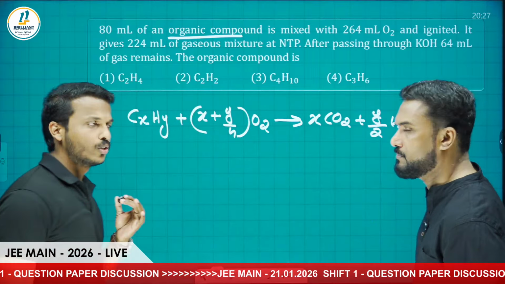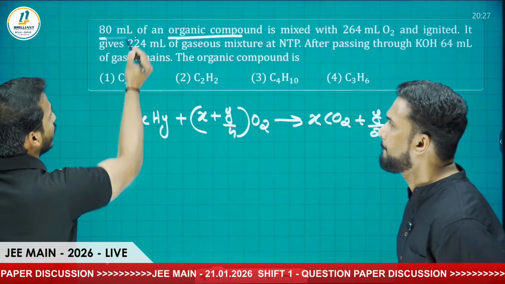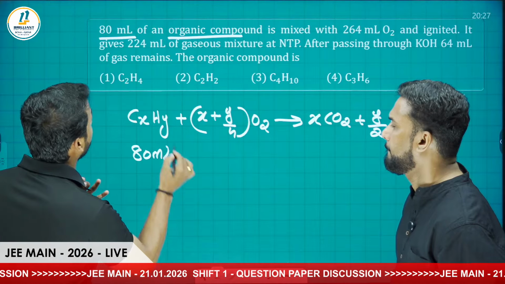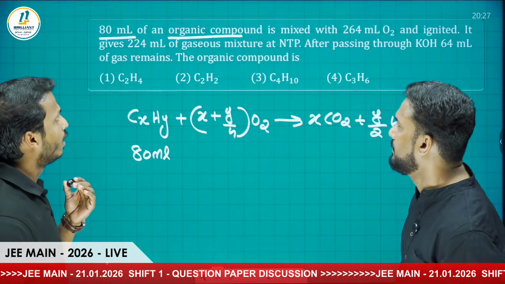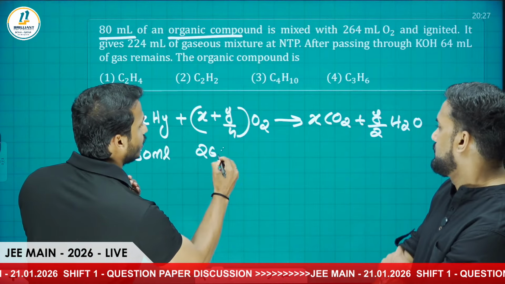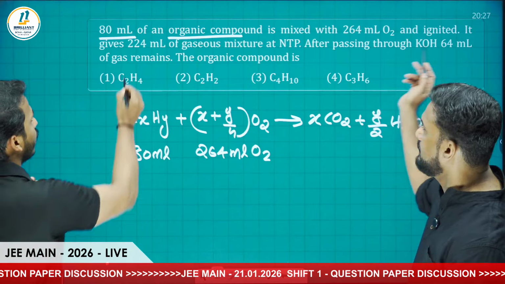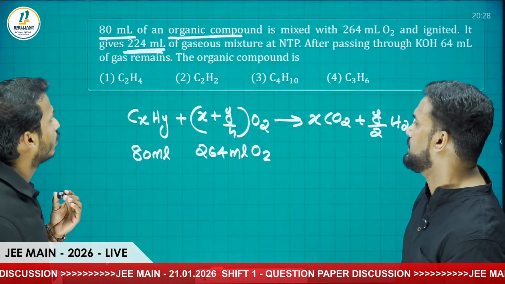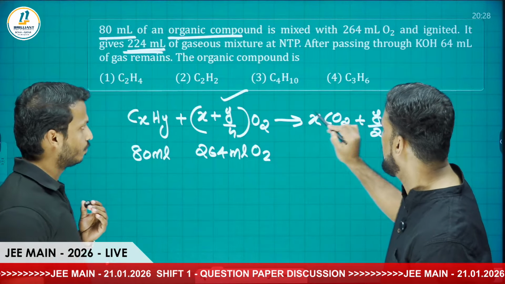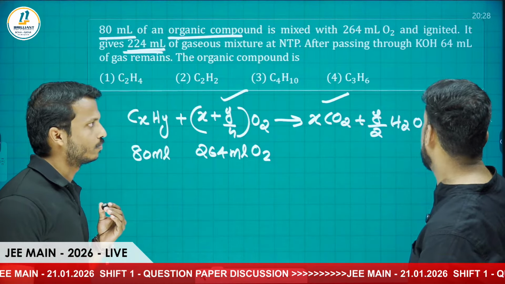We will get it. In this one, they already mentioned 80 ml of organic compound is mixed with 264 ml of O2. Then ignited, it gives 224 ml of gaseous mixture. Gaseous mixture means this one and this one will come, because H2O we are considering as a liquid. So only two gases are there, carbon dioxide and oxygen.